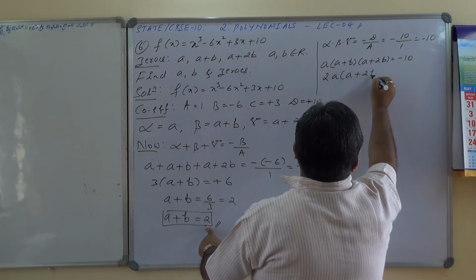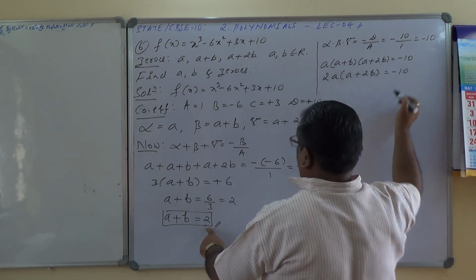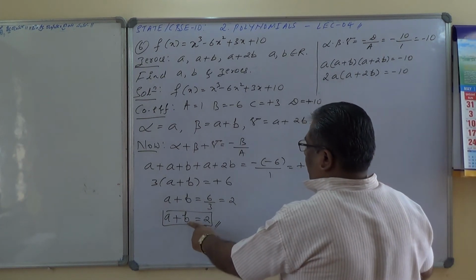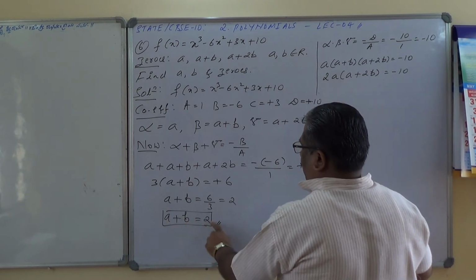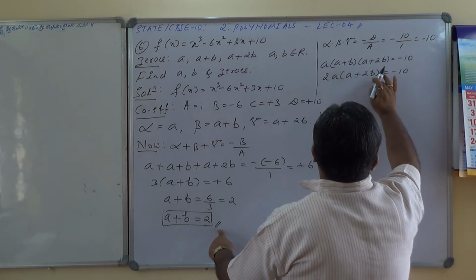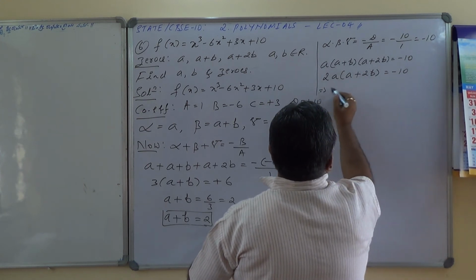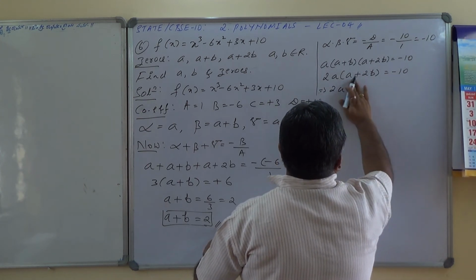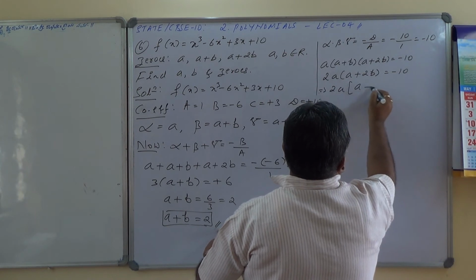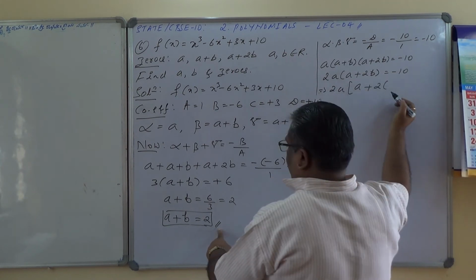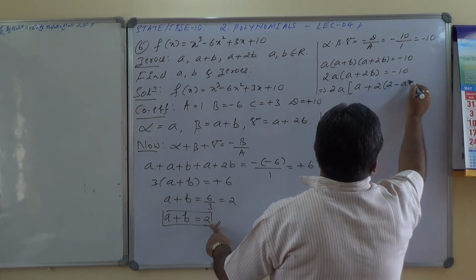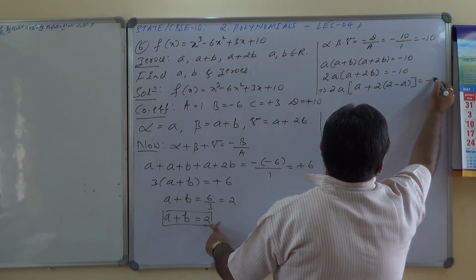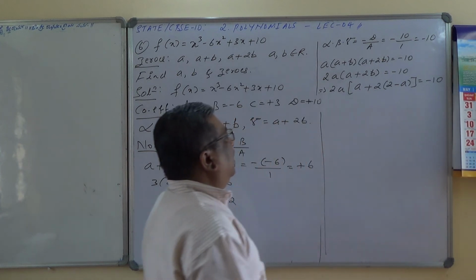a plus 2b equals minus 10. Now b equals 2 minus a, I will substitute here itself. This implies 2a into bracket a plus 2 times, what is the value of b? 2 minus a. 2a plus 2 times (2 minus a) equals minus 10. I hope you are understanding here.